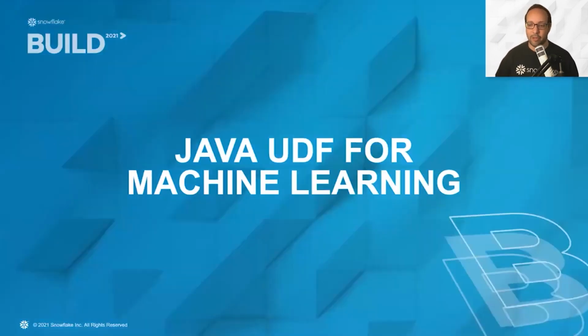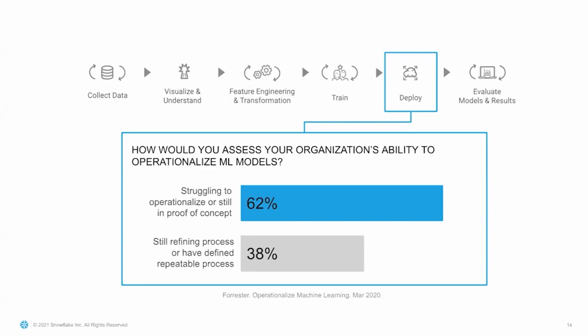Let's talk a little bit about using Java UDFs for machine learning. This is great because you can do your training, you can create your models, but once you have created a model, then the question is, where do you run it? How do you score your data? How do you test it? How do you evaluate it? Well, you can use Java UDFs for this. And this is part of the problem we want to solve.